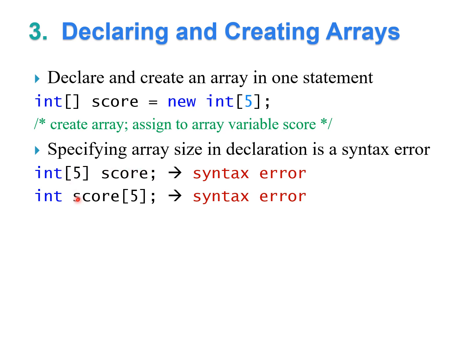So for example, if you place a number 5 between the square brackets after the type using the first syntax for declaring array variable score, you get a syntax error. If you use the C++ style syntax and place a number 5 inside the square brackets after the array name, you also get a syntax error.